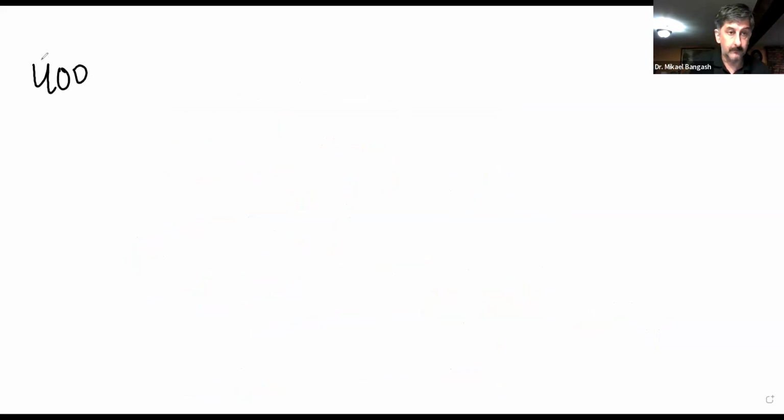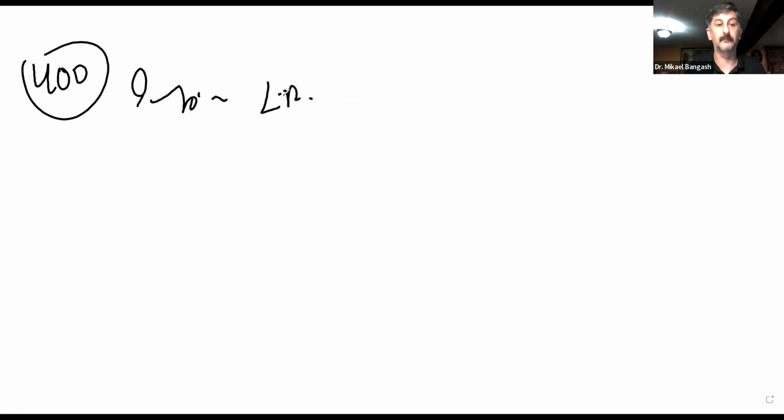Question number 400. What is the primary advantage of multiple focal points along each scan line? Well, I already answered that one, right? That's an improved lateral resolution. Clear? Okay, I answered that question.